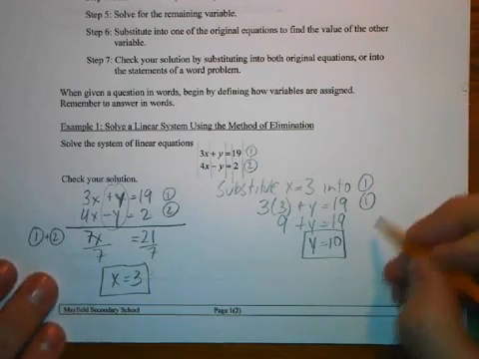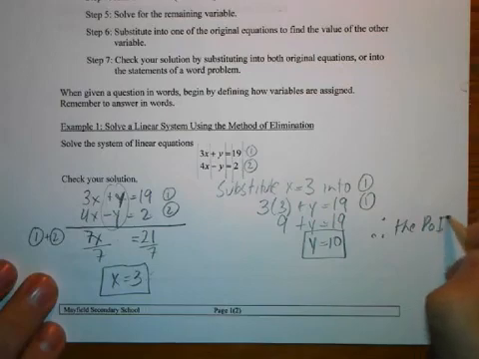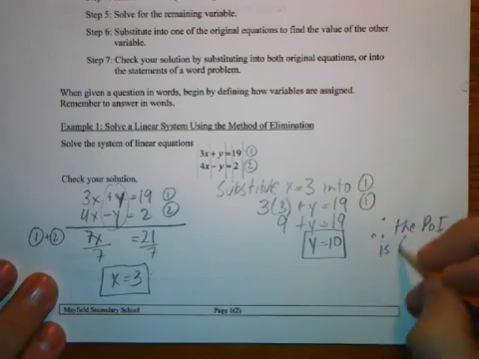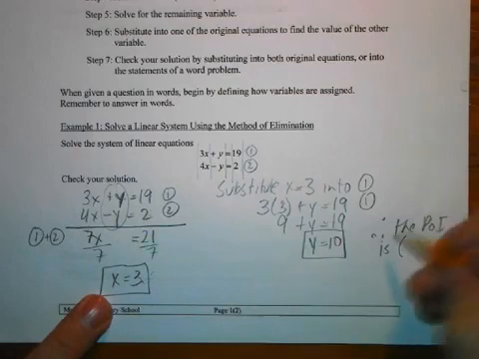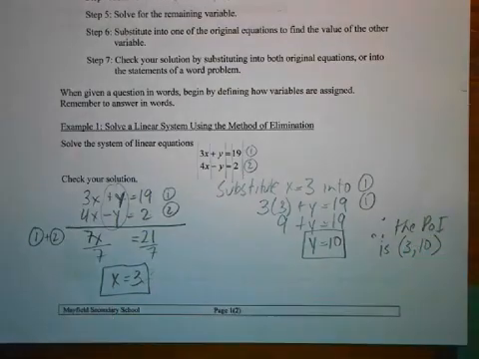Okay, and therefore the POI is, and the point, x coordinate first, (3, 10), and there's your answer.